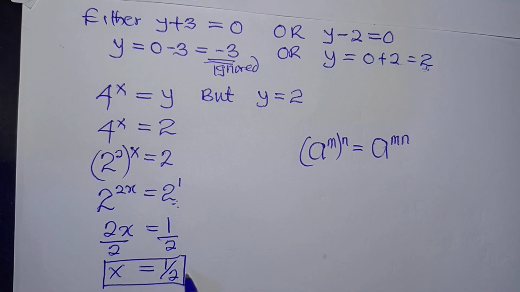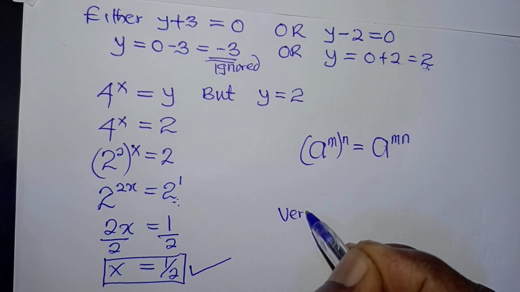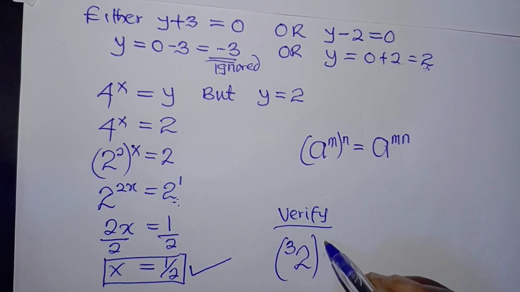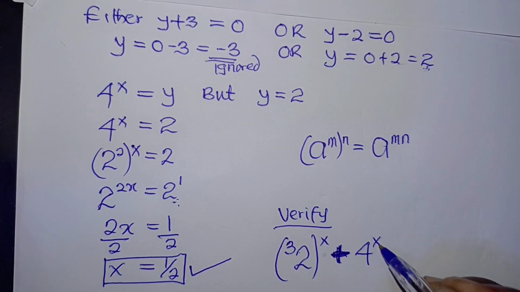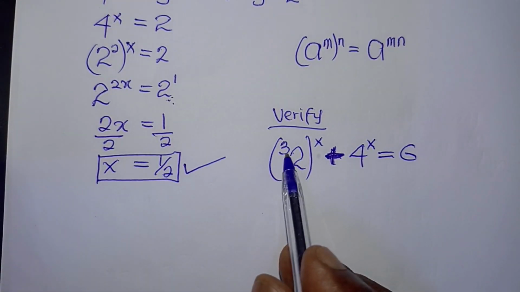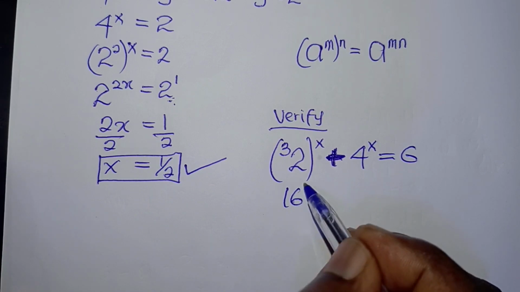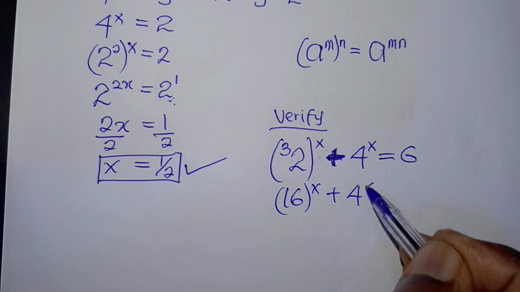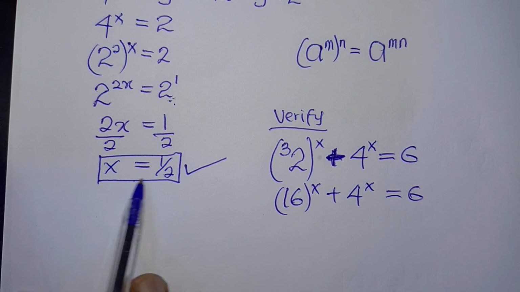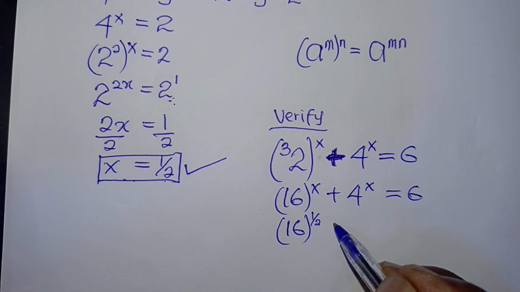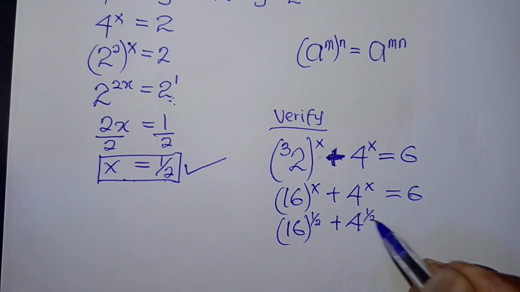What it simply means is that we found the value of x to be equal to half, and we say that is the final solution. But let's verify. The equation was 2 to the power 4x plus 4 to the power x equals 6. As we have already established, 2 to the power 4 is equal to 16. So we have 16 to the power x plus 4 to the power x equals 6. But our x is found to be half. So this will give us 16 to the power half plus 4 to the power half equals 6.